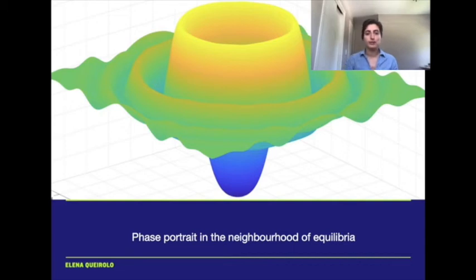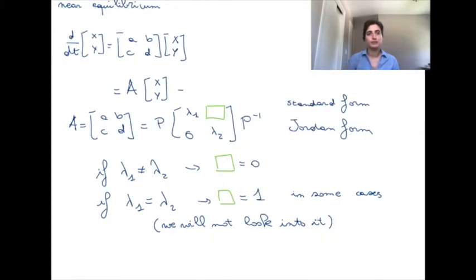So let's look at a phase portrait in the neighborhood of an equilibrium. We have taken some time to change variables, looking at capital X and capital Y, which are our coordinates next to the equilibrium. We have rewritten our ODE system in capital X, capital Y as a linear system in which capital A is the matrix we have introduced before, with all the partial derivatives of f in the first line and partial derivatives of g in the second line, both computed at the equilibrium point.